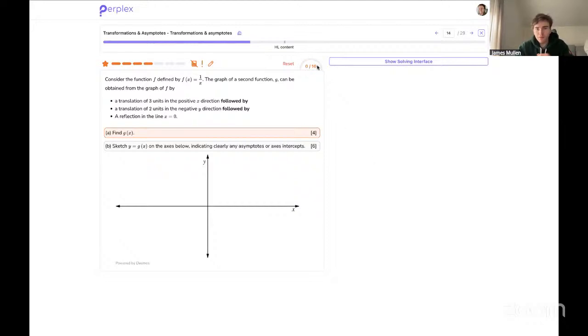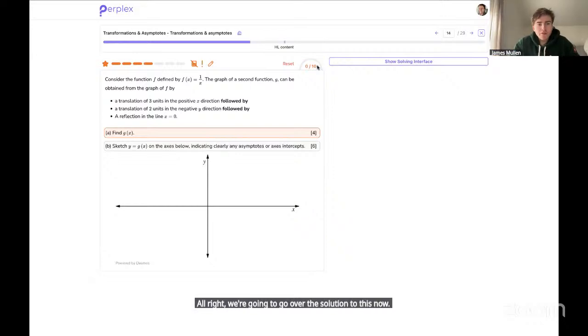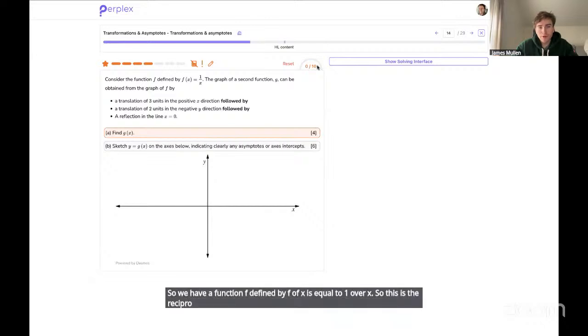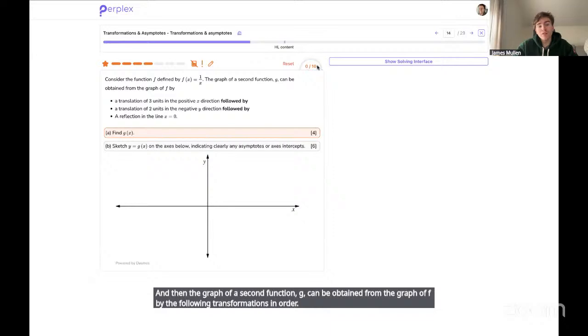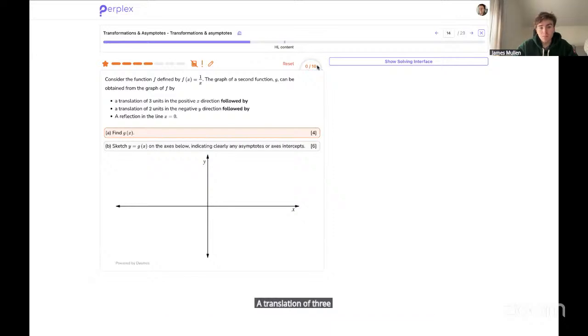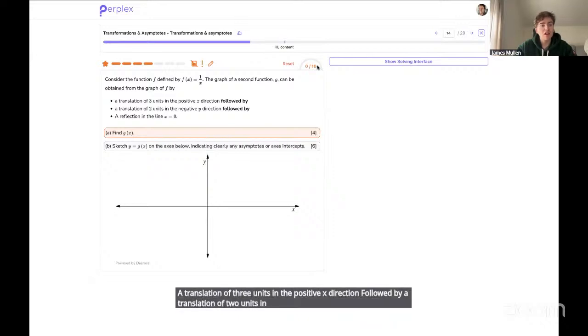All right, we're going to go over the solution to this now. We have a function f defined by f of x equals 1 over x. This is the reciprocal function that we talked about earlier. The graph of a second function g can be obtained from the graph of f by the following transformations in order: a translation of 3 units in the positive x direction, followed by a translation of 2 units in the negative y direction, followed by a reflection in the line x equals 0.